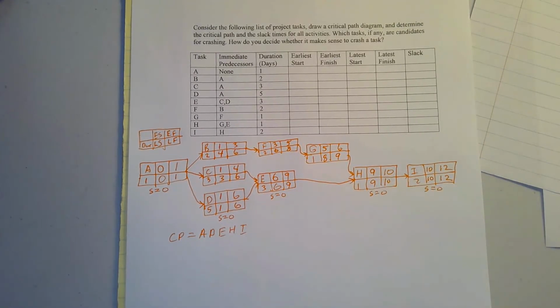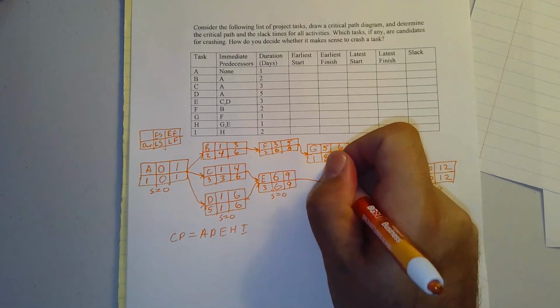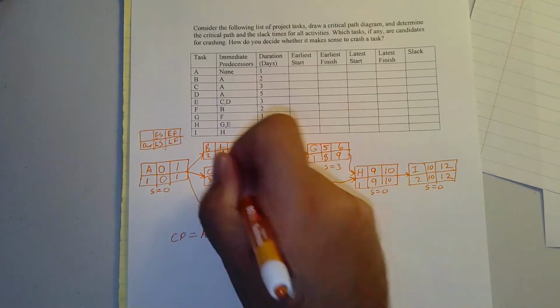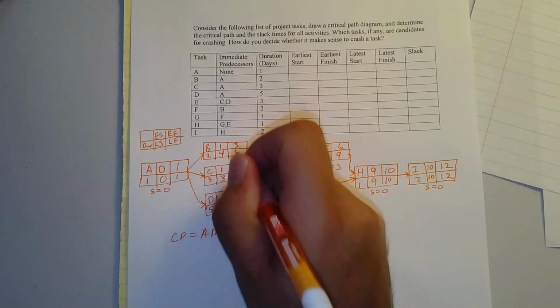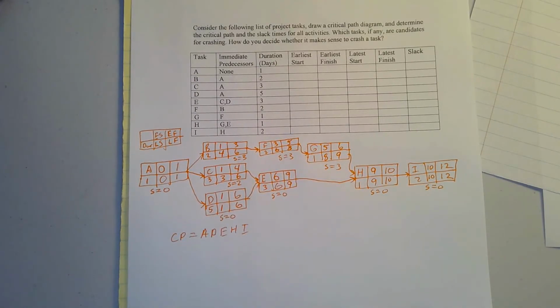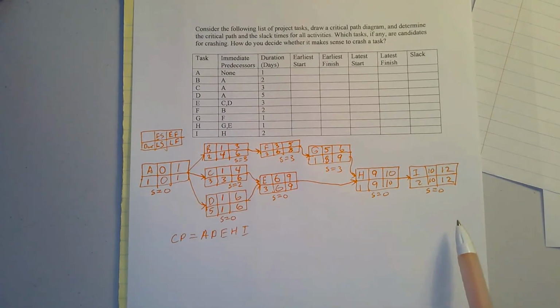The other tasks are going to have slack. Here my slack is equal to 3 days. Here it's equal to 3. Here it's equal to 3. And this one, C, has a slack of 2. So it is possible you can have multiple critical paths through a network. This project only has one, conveniently. This is my critical path.